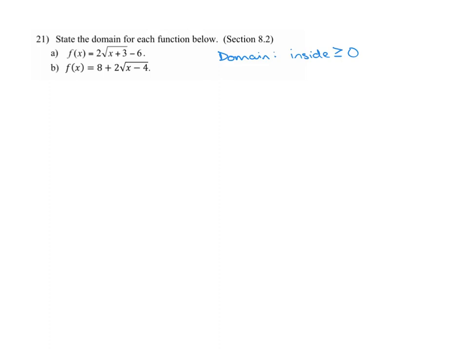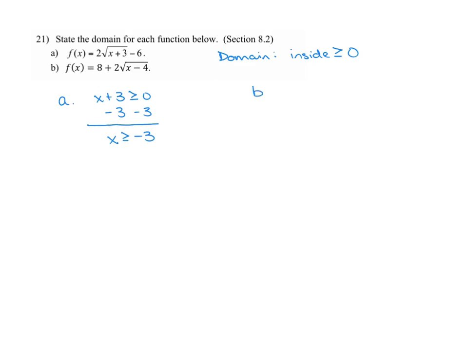So for A, we're going to have x plus 3 greater than or equal to 0. And if we solve this, we get x is greater than or equal to negative 3. It does not say write in interval notation, so you can if you want to. I would just leave it like this. So we're done with example A.